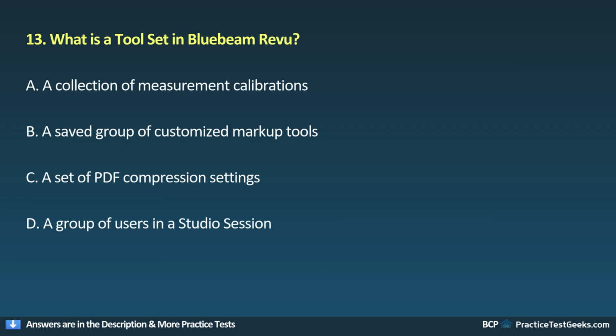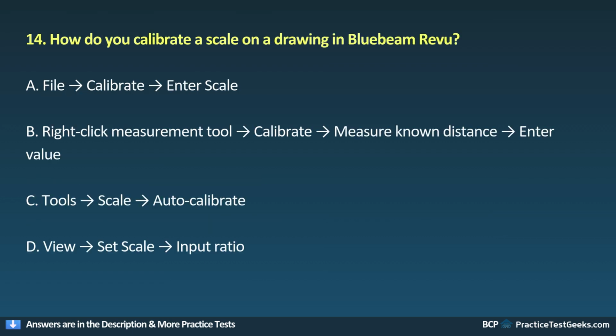A. A collection of measurement calibrations. B. A saved group of customized markup tools. C. A set of PDF compression settings. D. A group of users in a studio session.